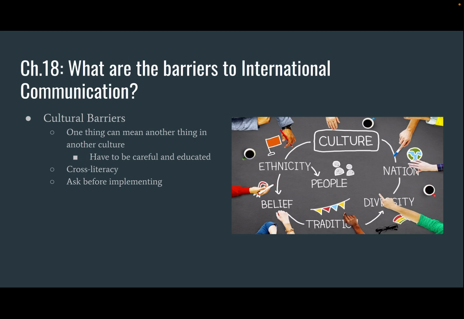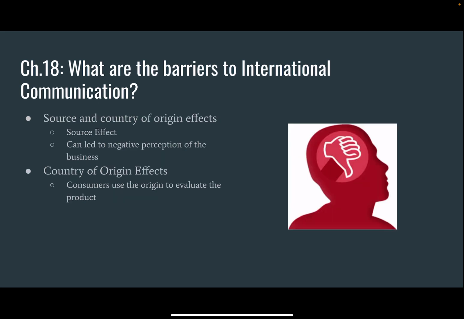We have to use this and be mindful of this because if we're going to be marketing in certain areas of the world, we have to be knowledgeable in their culture so we do not offend the population. Next would be source and country of origin effects. Source effect basically happens when the receiver of the message evaluates the message based on the status or image of the sender. So if I was talking about something or the professor is talking about something, people will be more influenced by the professor because they know more.